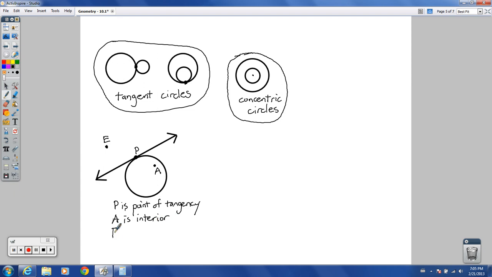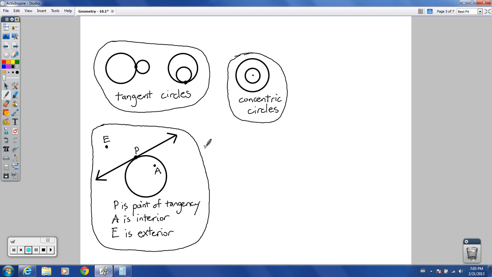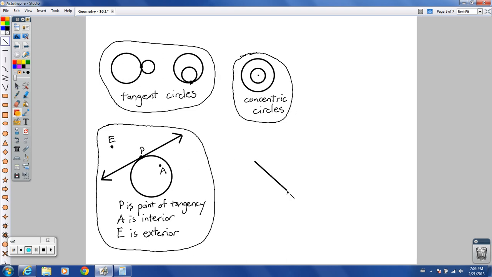And E would be outside of the circle, exterior. Or you could say an exterior point and an interior point. So that all goes together with that picture. Let's circle that. And then we're going to have one more picture where I want you to draw two circles.